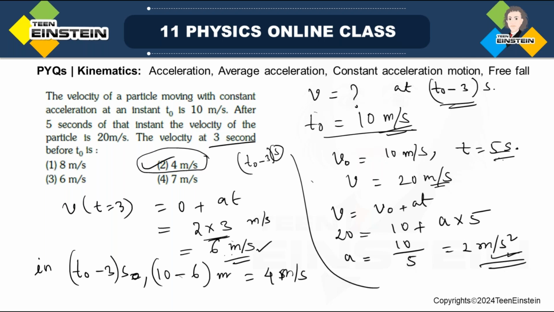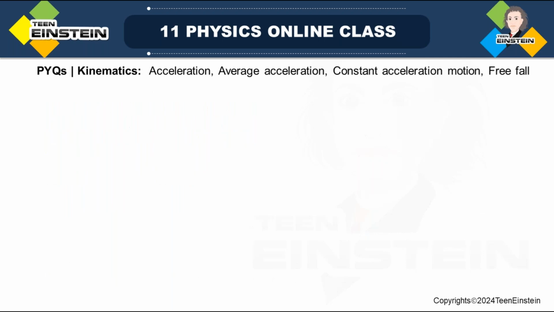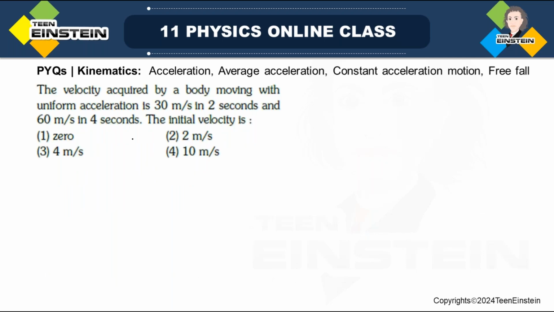The answer is correct, and the method is also correct. We'll try to make the solution in another method and see whether we are getting the same answer or not. Okay, so let us now solve this question. The velocity acquired by a body moving with uniform acceleration is given.